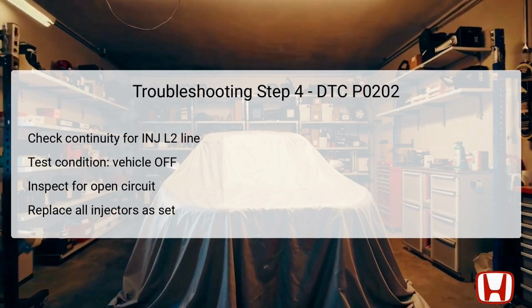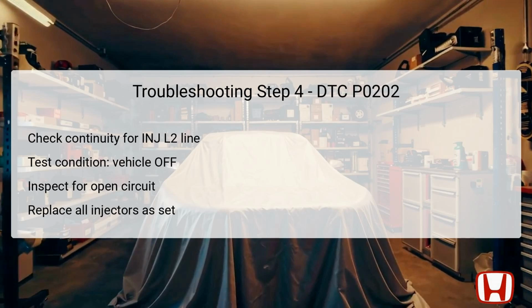Step 4 of the troubleshooting process shifts the focus to checking the integrity of the INJ-L2 line. Begin by maintaining the vehicle in the off position and ensuring both the PCM connector number 1 and the number 2 injector connector are disconnected. A continuity test will then assess the connection between the female terminals of the number 2 injector's connector and the PCM connector number 1 terminal number 19.